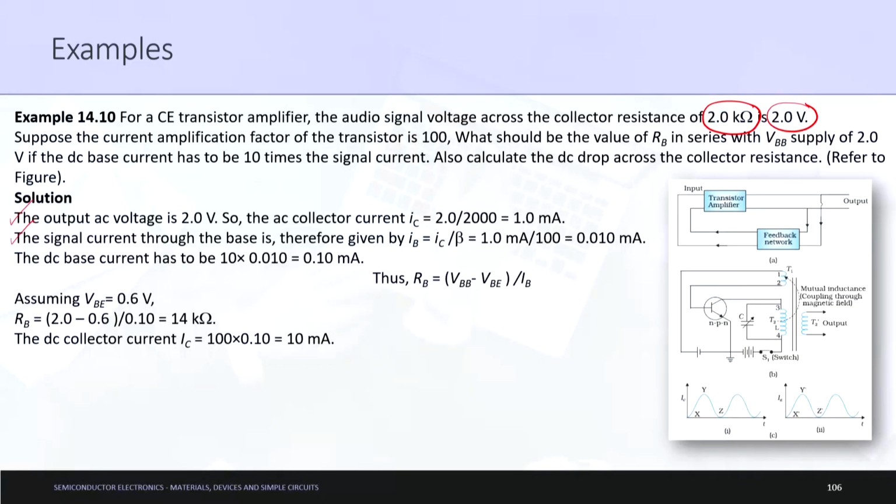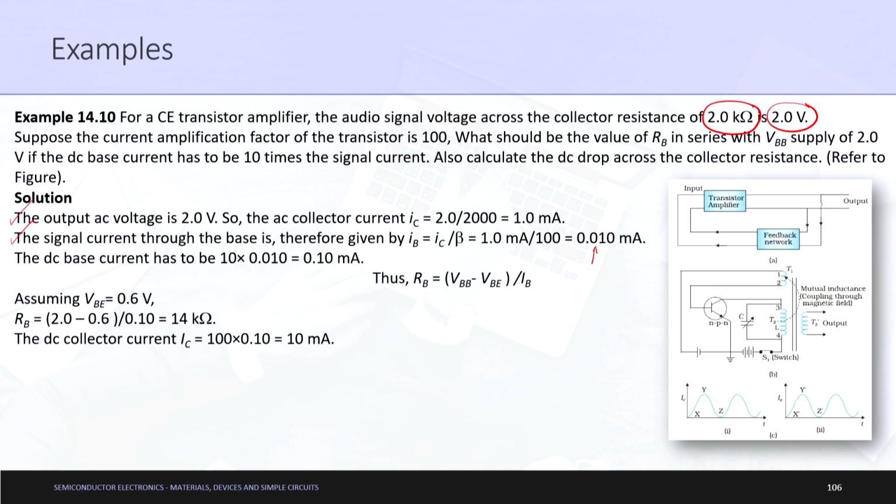Therefore, the signal current through the base is given by IB, which is equal to IC by beta, which is nothing but equal to 1 milliampere by 100. So, just a simple calculation, IC was obtained as 1 milliampere and therefore, we will obtain the value of IB as 0.010 milliamperes.